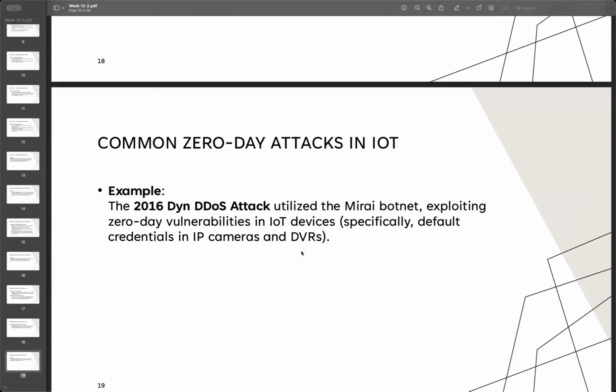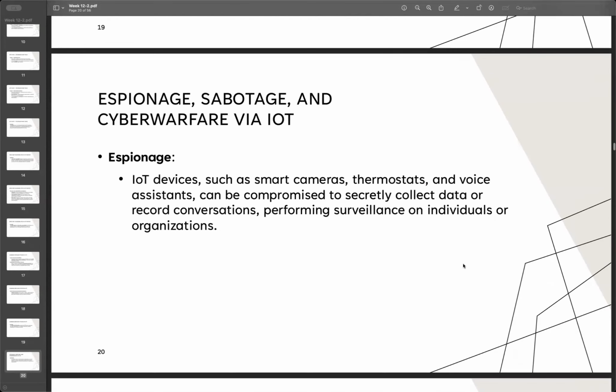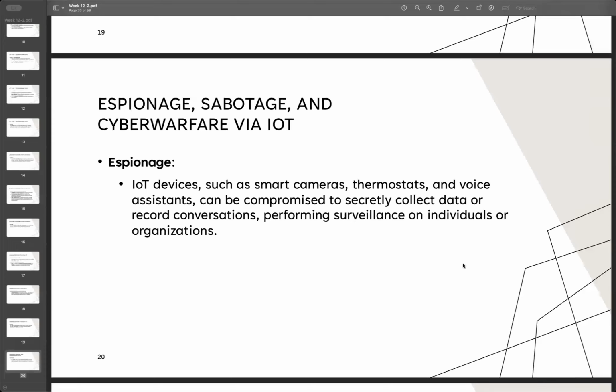And also another one in 2016, the DDoS attack. It utilized the Mirai botnet, also exploiting zero-day vulnerabilities in IoT devices. That one was because of the default credentials in IP cameras and DVRs. A long time ago, those IP cameras had admin as the default username and password. But luckily now it's maybe improving. And another one we talked about in our APT, the exploitation.